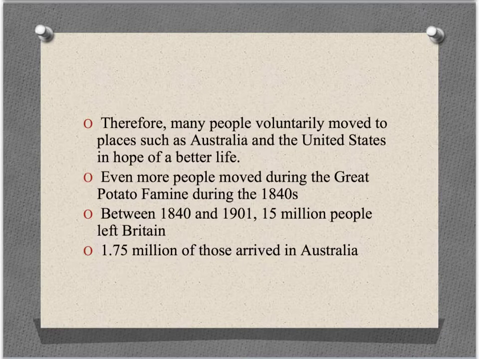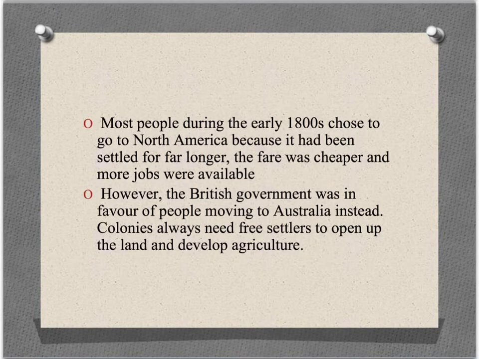And between 1840 and 1901, 15 million people left Britain, and 1.75 million of those arrived in Australia. Now, the percentage of people that moved to Australia from the 15 million people that left Britain is on the small side because most people during the 1800s chose to go to North America. North America had been settled for much longer and the fare was cheaper because it was a shorter boat ride and more jobs were available there.